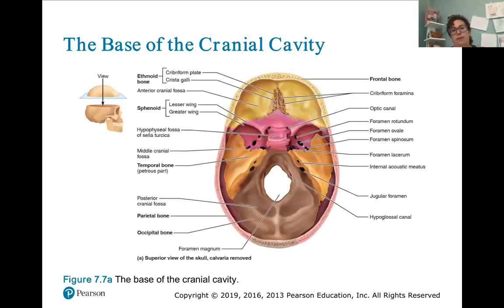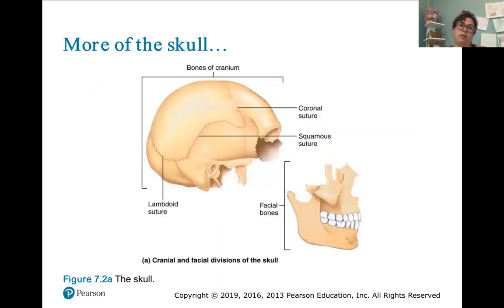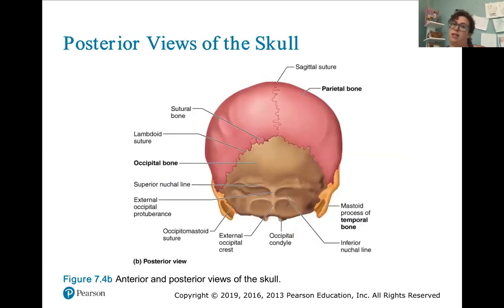Okay. And then the base of the cranium, this is just another representation. You're not responsible for knowing this image, but just highlighting where you see that sphenoid bone. The sphenoid bone is quite large, and the ethmoid bone is quite small. Okay, and this is just to look again at those sutures. And this is the posterior view.